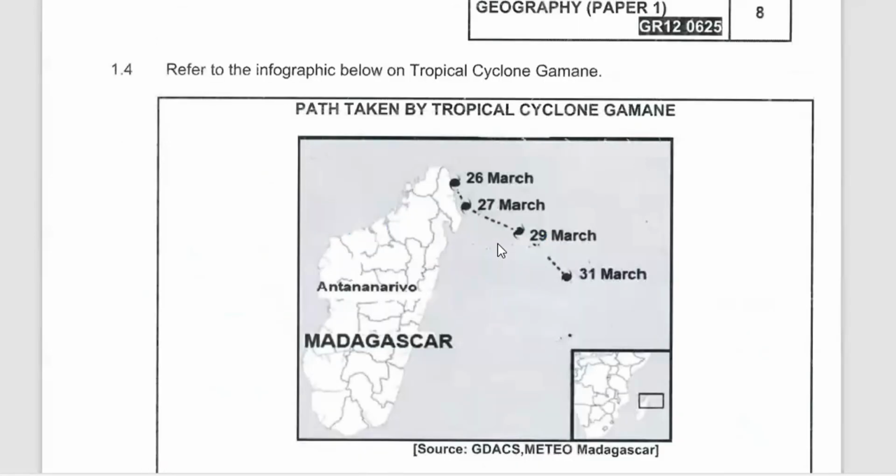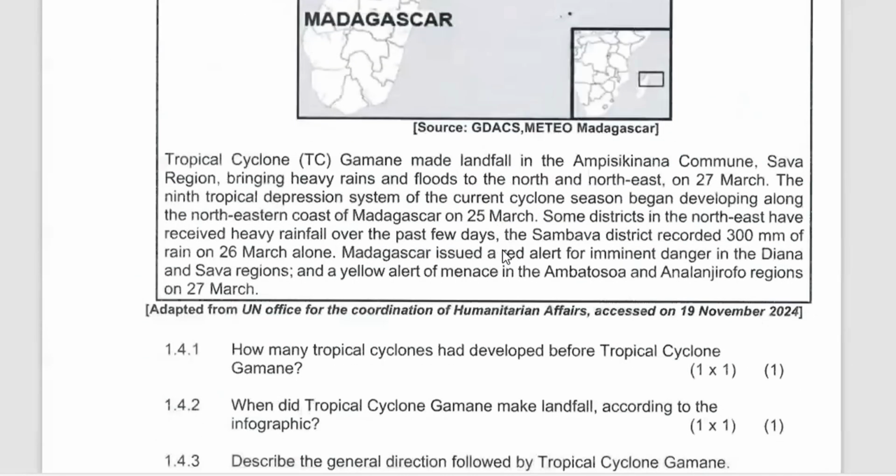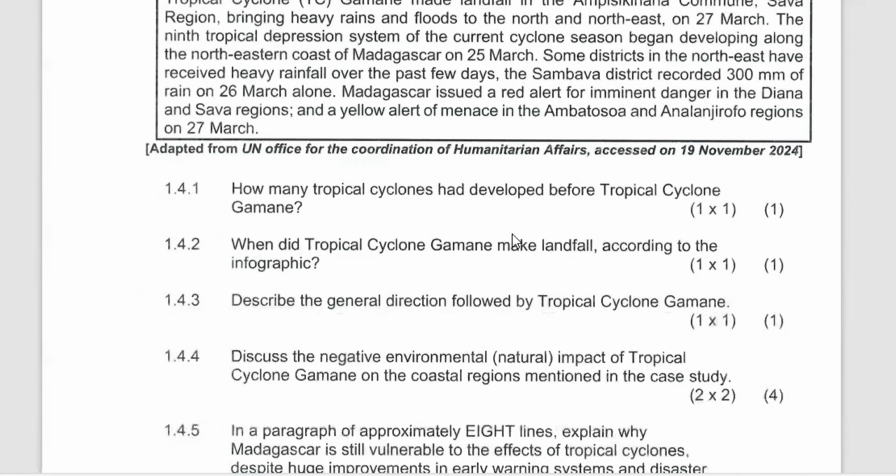It is based on an infographic on tropical cyclone Khamani. Right, the infographic has all the information. We cannot go through it. We want to answer the questions. How many tropical cyclones had developed before tropical cyclone Khamani? Right, what you must note here is tropical cyclones are named alphabetically. According to geography, we name our tropical cyclones alphabetically, meaning we want the number of tropical cyclones which have occurred before tropical cyclone Khamani.